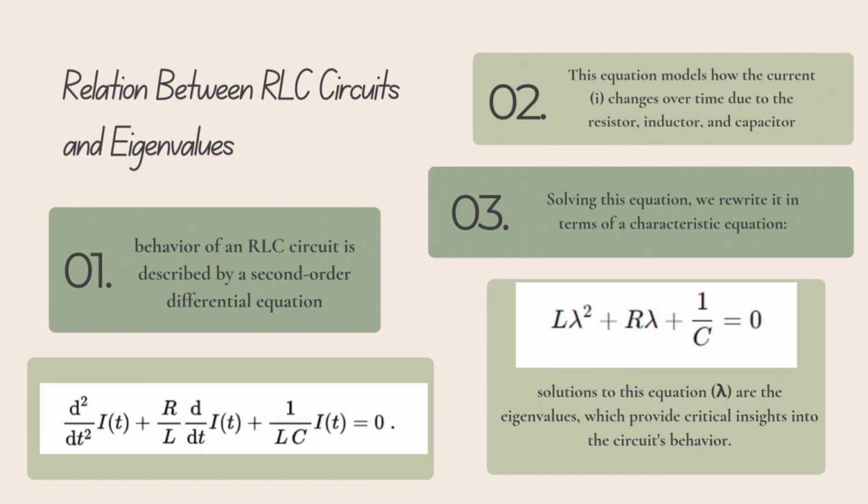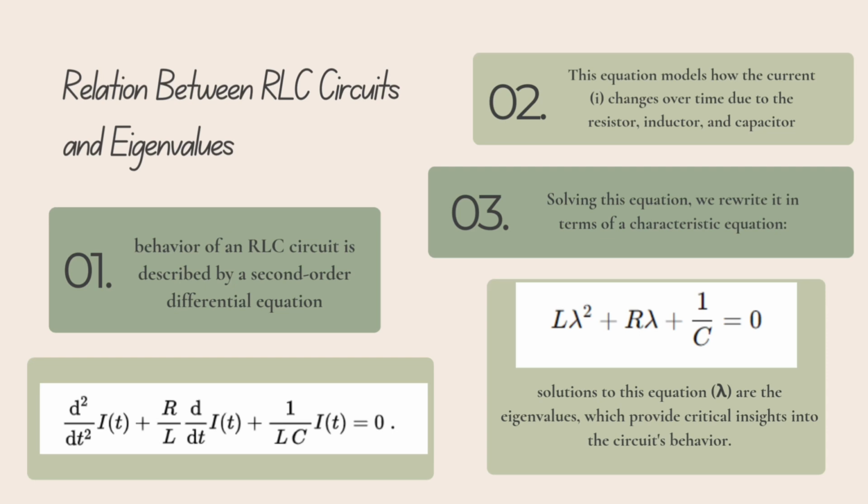Now, we proceed to the relation between RLC circuit and eigenvalue. First, behavior of an RLC circuit is described by a second-order differential equation. Here is the example of equation. The equation is d squared i over dt squared plus R over L multiplied by di over dt plus 1 over LC multiplied by i equal to 0. This equation shows how the current i changes over time due to the resistor, inductor and capacitor.